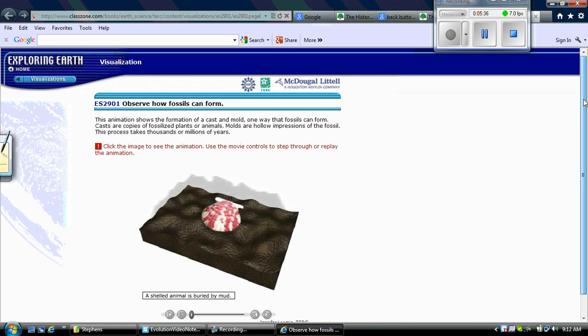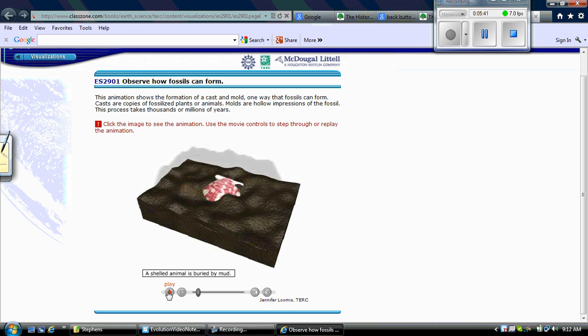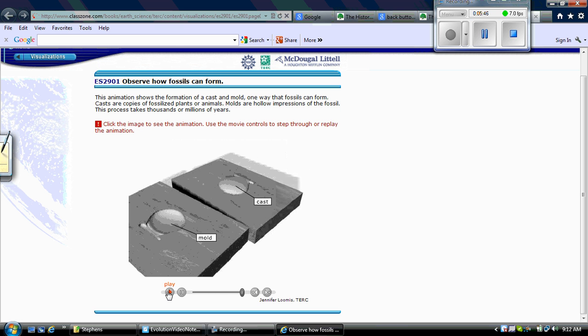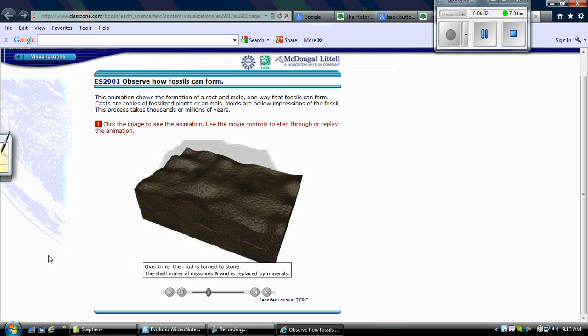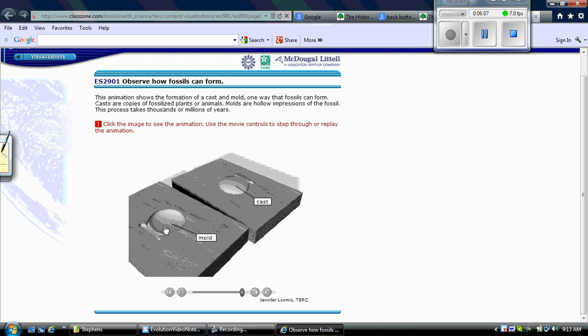Okay, this is going to show you an animation on how a shell can form a mold and a cast. So over time, that hard part was eroded away, left behind an indentation, and then over time, minerals filled up that hole and made the cast. So I'll play it one more time. It gets buried quickly, notice, it's got to be buried quickly, it's got to have hard parts, leaves behind an imprint, that mold, then minerals come in, fill it in, and make a cast.